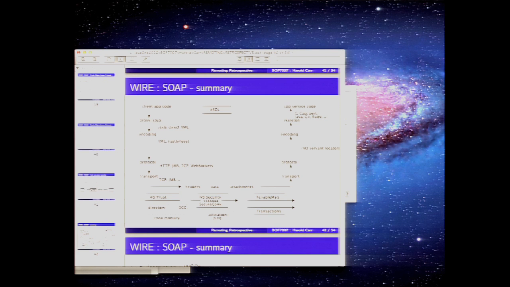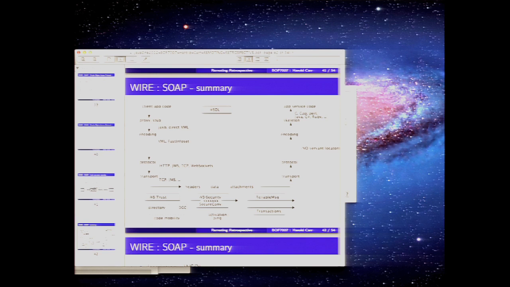And for protocols, there's HTTP, which is a standard. SOAP over JMS is a standard. There's also some non-standard things for TCP and WebSockets. And they also have support for attachments. Notice on all the other slides, you probably didn't notice, but if you look back, it didn't say attachments.